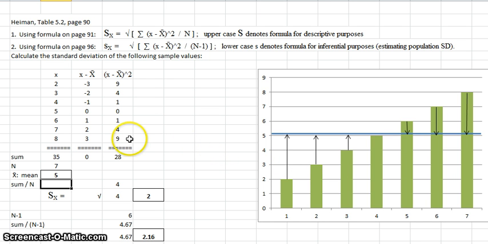And what mathematicians have chosen to do is take these deviations and square them, and that will get rid of the negatives. So negative 3 squared is 9, negative 2 squared is 4, and so on. When we have these square deviations and add them, their sum is 28. 28 divided by 7 is 4.